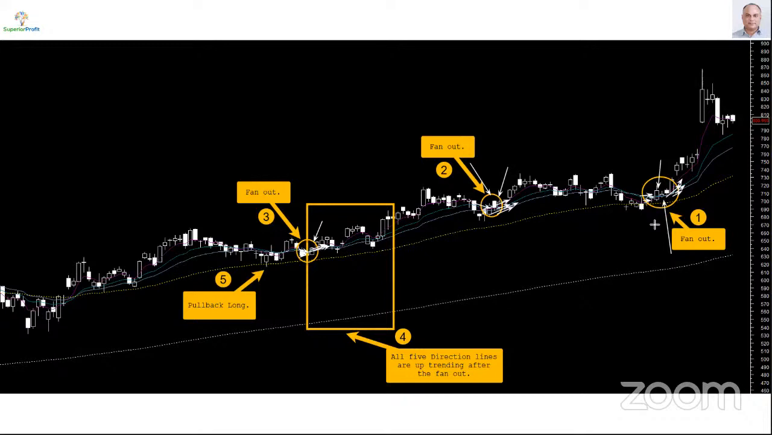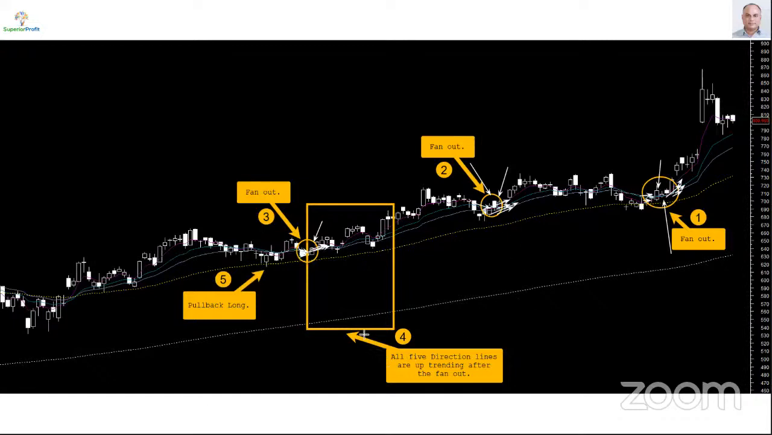Fan out is not a required condition, but if we have a go with flow with fan out and then we have another stock maybe in the same industry also go with flow setup but without fan out, we may favor the one with fan out because that has more direction line support behind the trades.